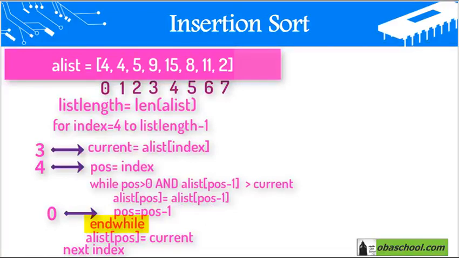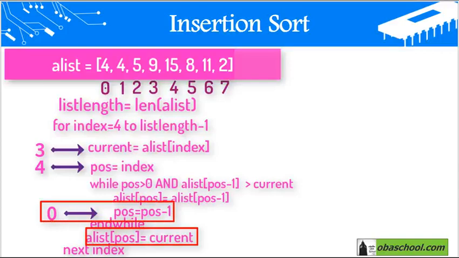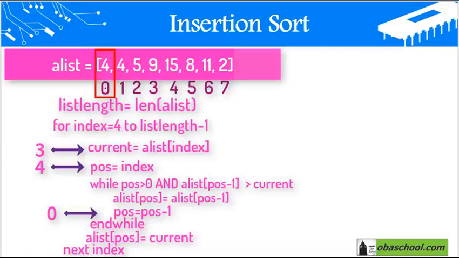And then we will put in a list pose, which is now 0, we mean index 0, the value current, that is 3. So now this is the new list. Now the index is 5.